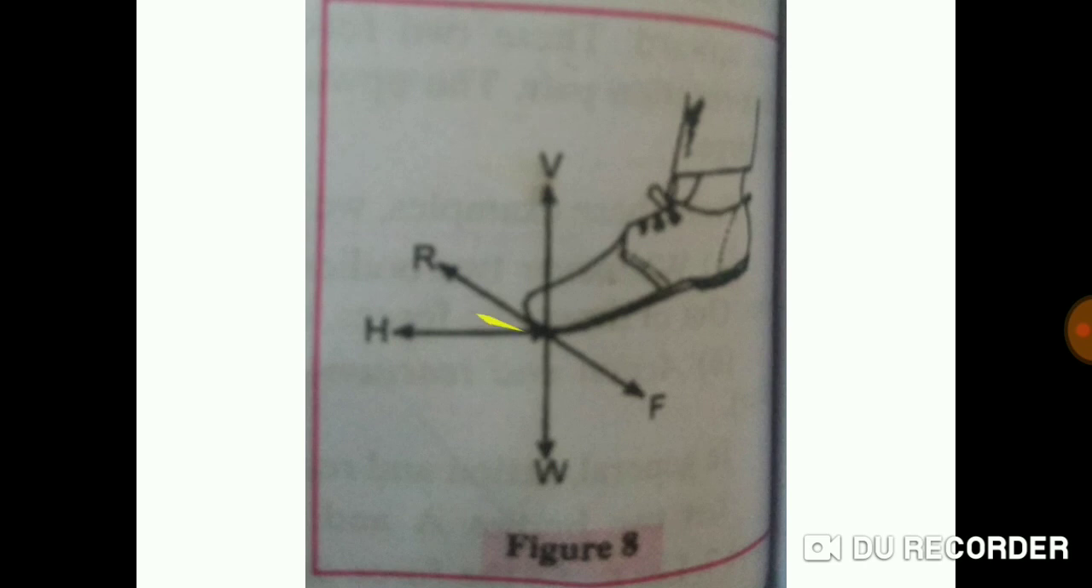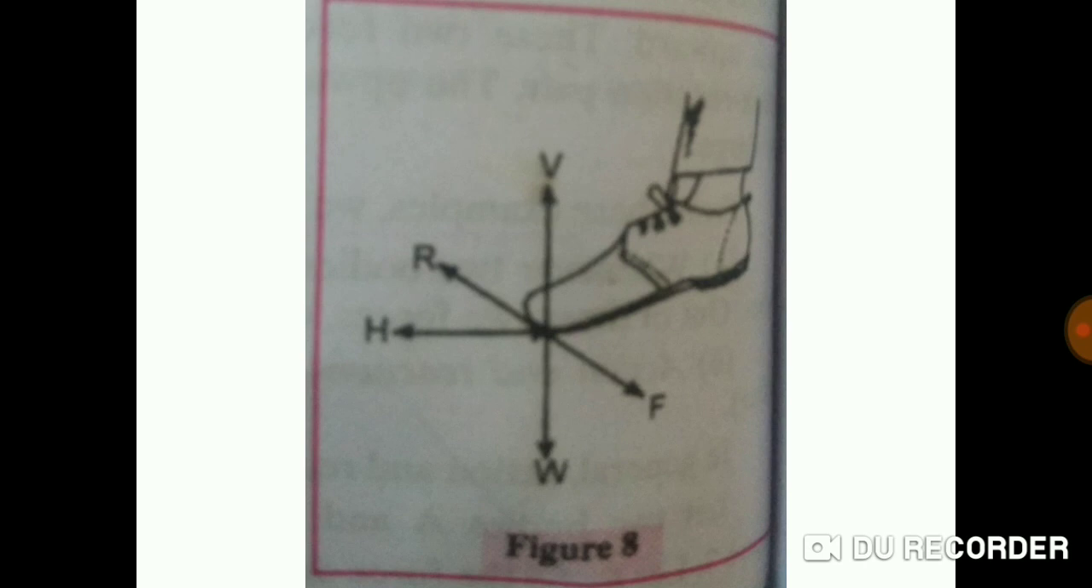So that means this reaction force, how this person walks, is resolved into two components. One is the vertical component and the other is the horizontal component. This vertical component balances the weight of the person, and this horizontal component helps the person to move in the forward direction.